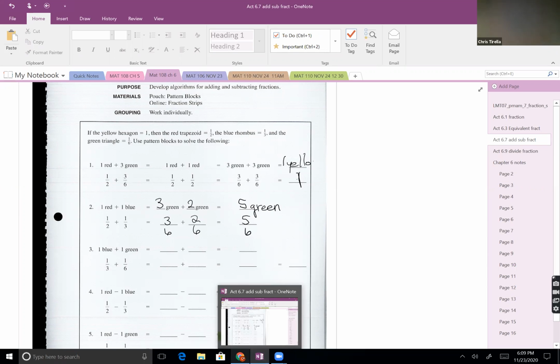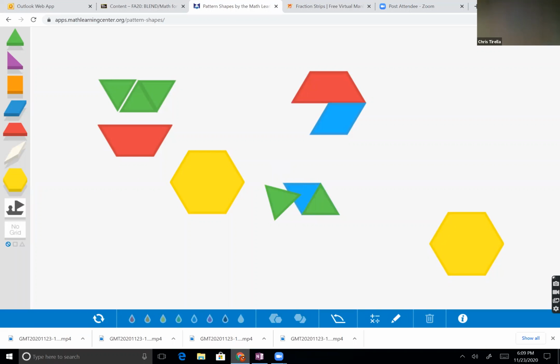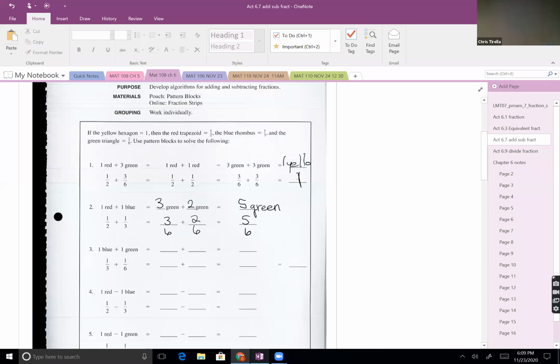What would you say that 1 blue is equivalent to? 2, 6, or 2 triangles. Yeah, they're determining them by color. So we'll say that 1 blue is 2 green, which would be 2, 6 plus 1 green, which would be 1, 6. And so when I add them, I would get 3, 6 or 3 green.